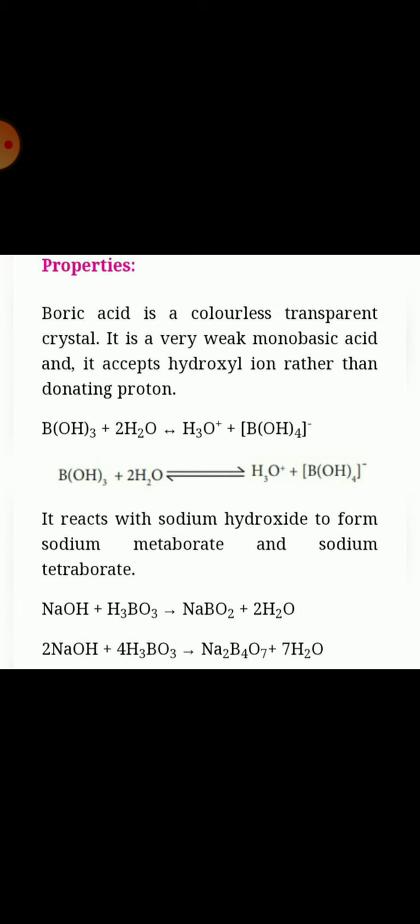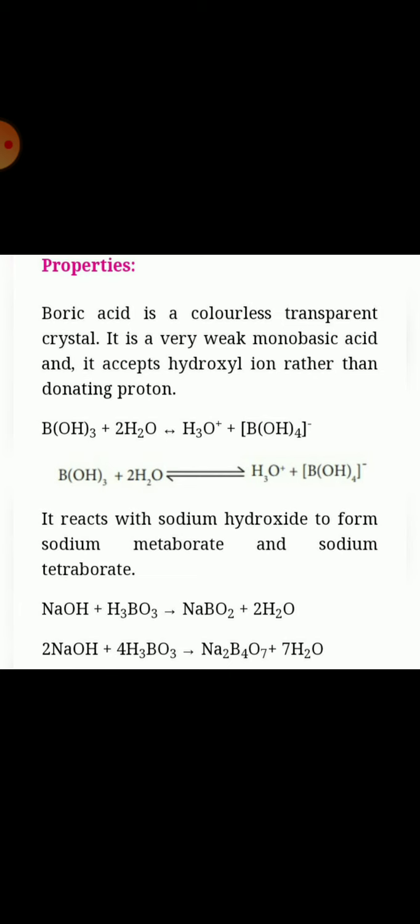First we can study about physical properties. Boric acid is a colorless transparent crystal and it is a very weak monobasic acid, and it accepts hydroxyl ion rather than donating proton. So it is a monobasic acid, colorless transparent crystal.